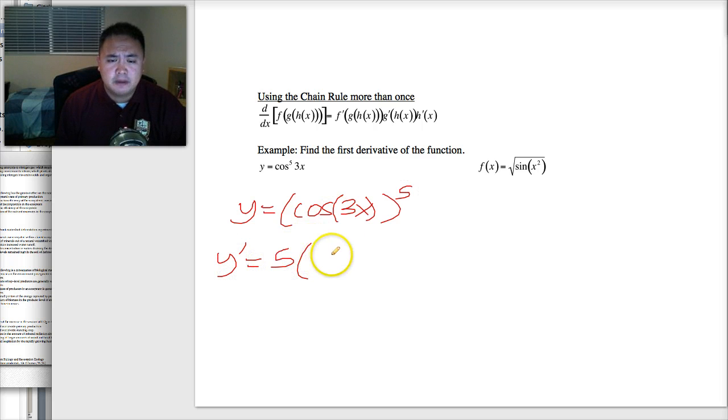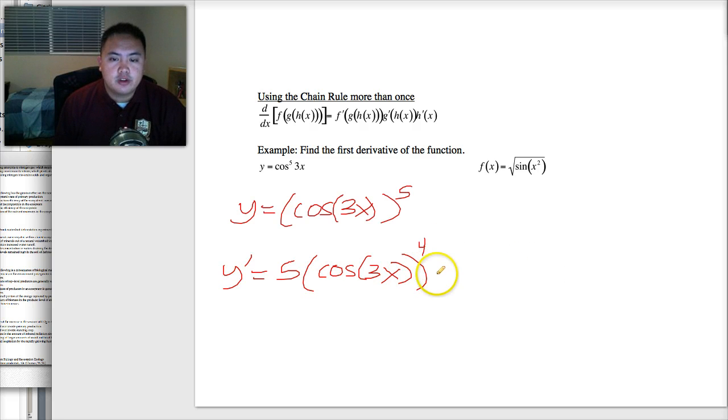5 parentheses cosine, and I'll leave the inside parentheses alone, right? And I'll raise it to the 4th power. Times the derivative of the inside. My inside function is cosine 3x. So the derivative of cosine is negative sine, and I'll leave my parentheses alone. Then this particular chain rule also has a parentheses inside it, so the derivative of the inside of this function is 3.